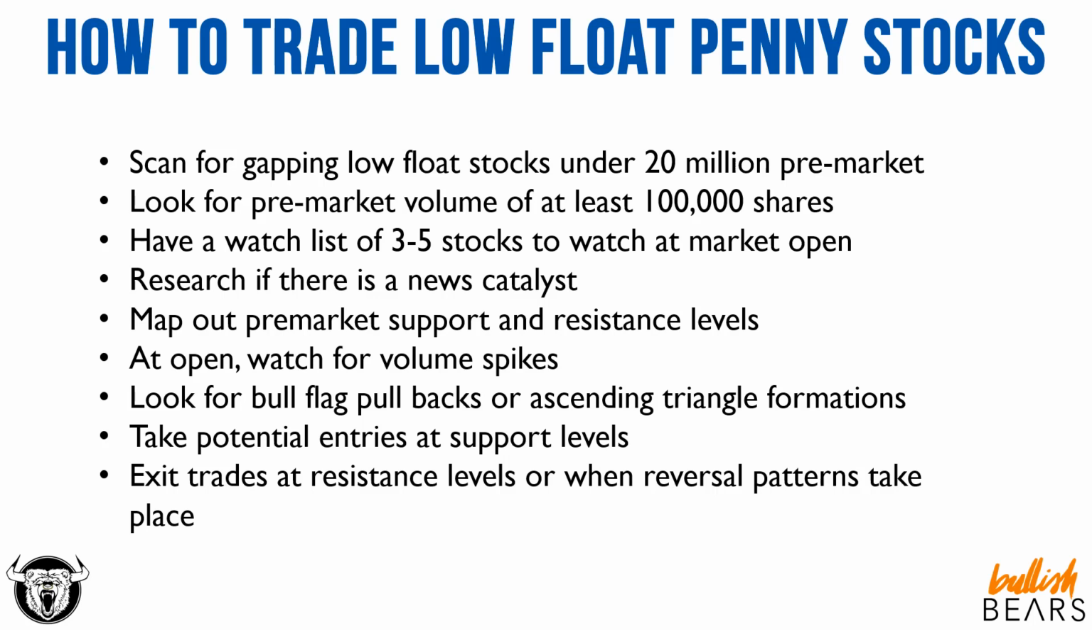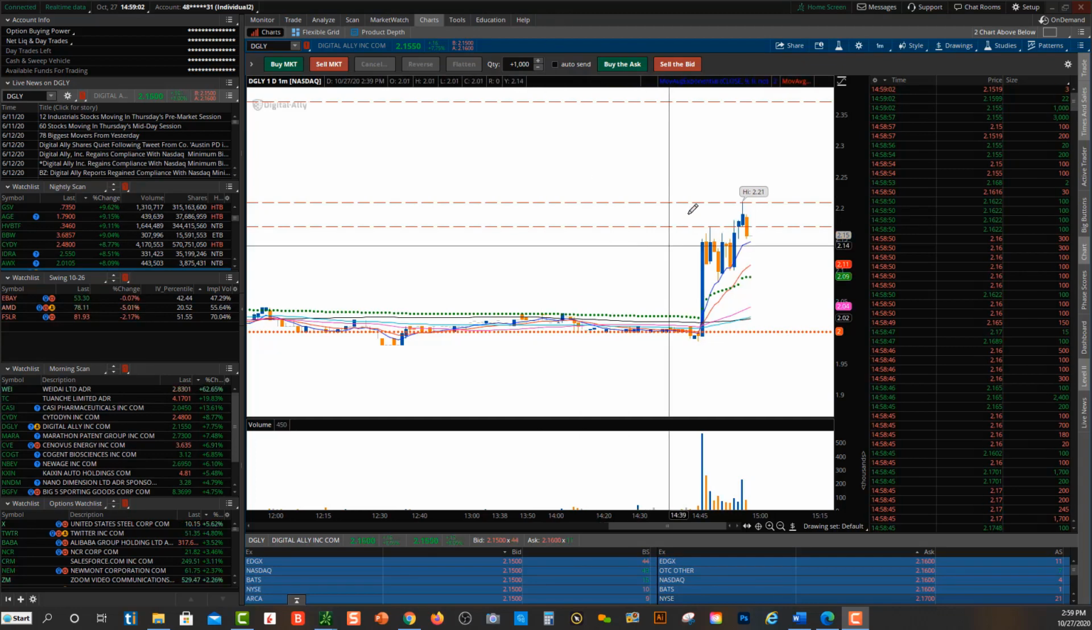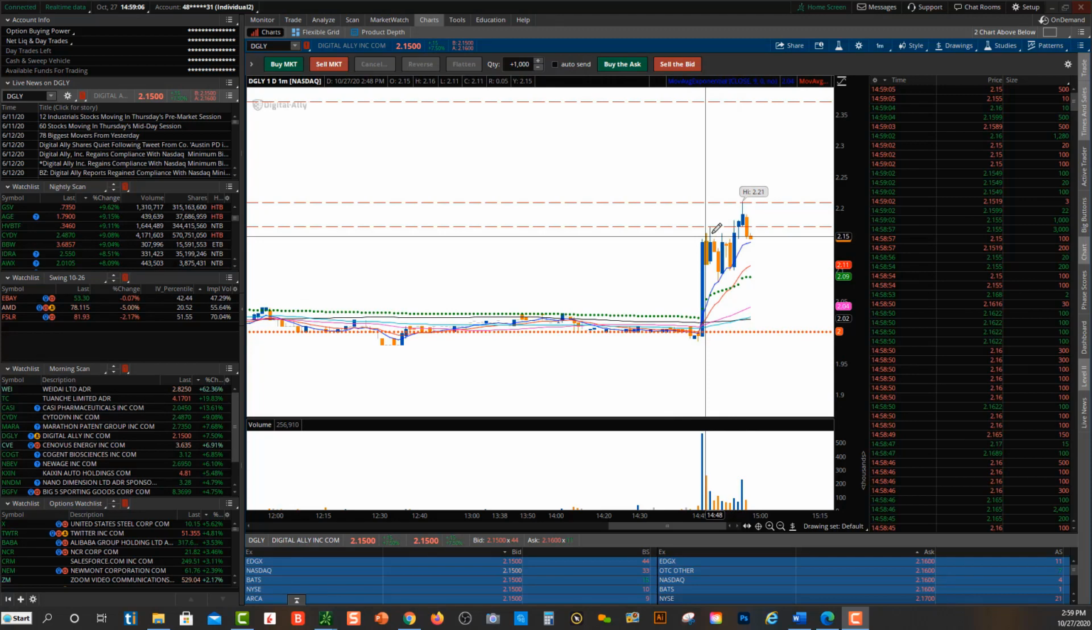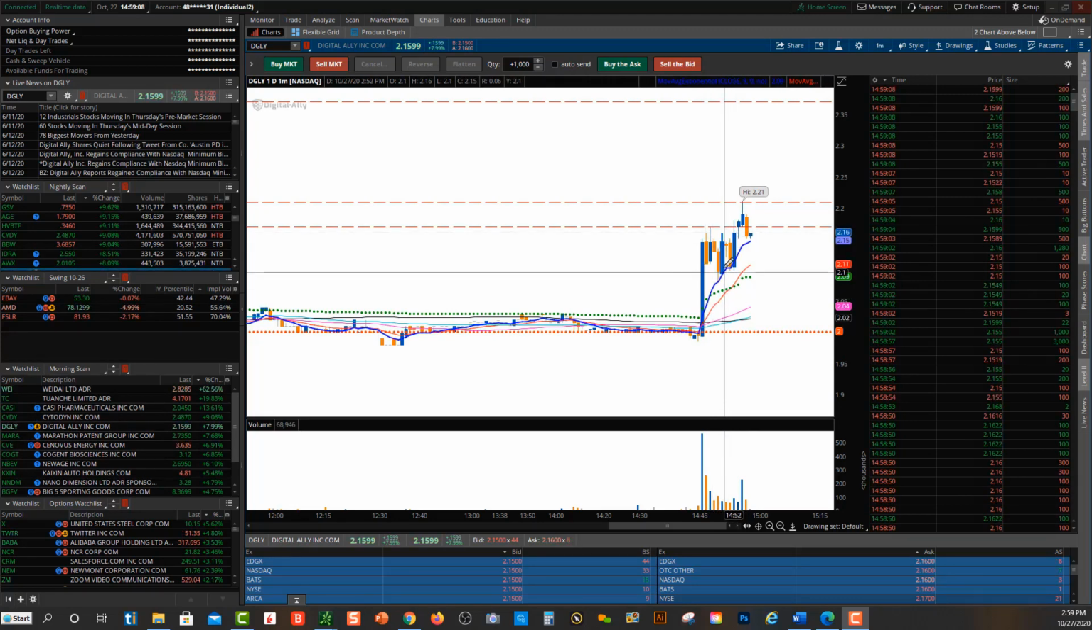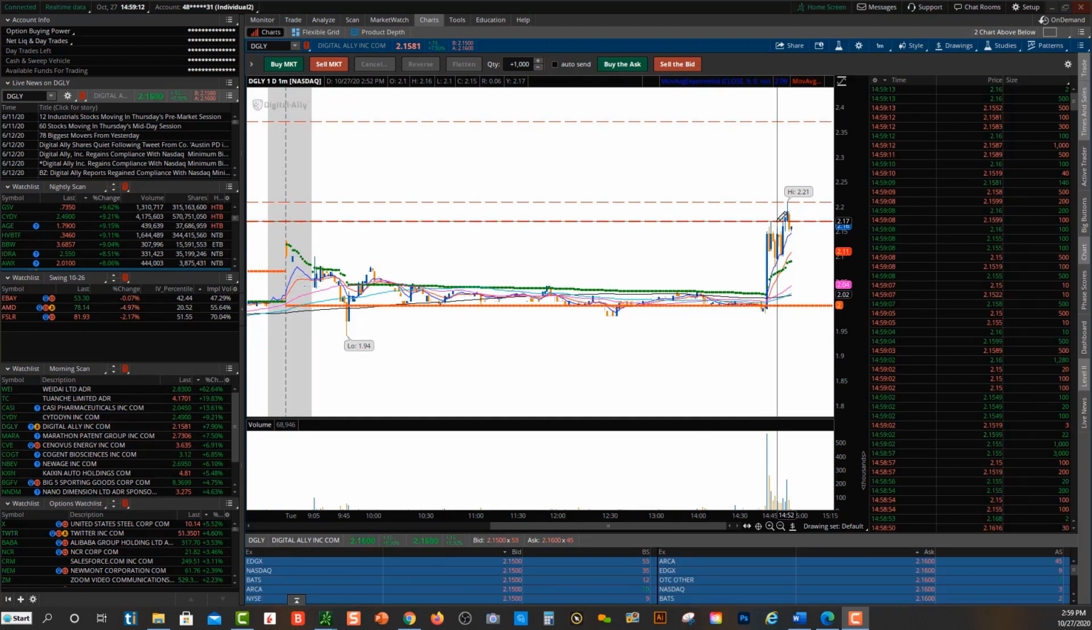So let's take a look now at a real world example on how to trade a low float penny stock. So I want to show you here, we're looking at DGLY. You can see DGLY had this kind of flag or ascending triangle, a flat top forming here. And you'll see price is going up and it's breaking up over high of day.